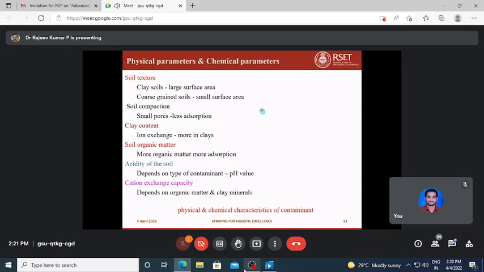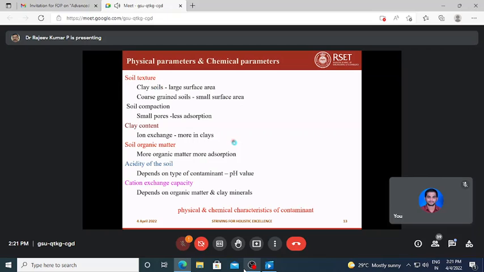So these mechanisms actually depend upon many parameters: soil texture, soil compaction, the state of compaction of the soil, and the clay content in the geo-environment. There will be ion exchange in the clay media. Okay, there may be the presence of soil organic matter, which will also aggravate the transport or the fate of the contaminant in the geo-environment.